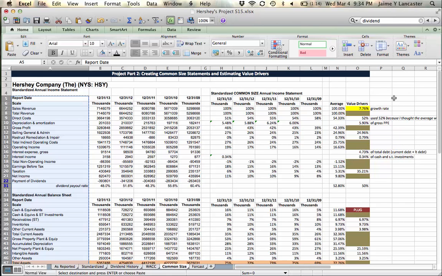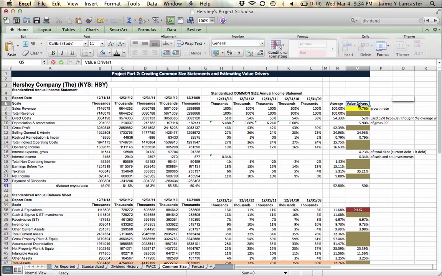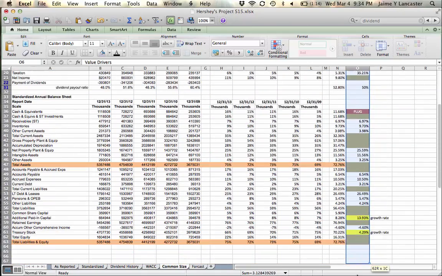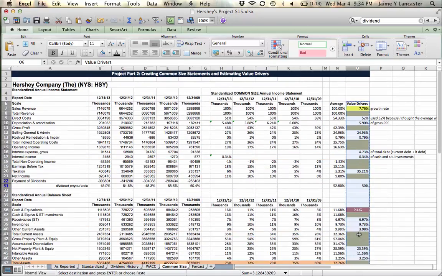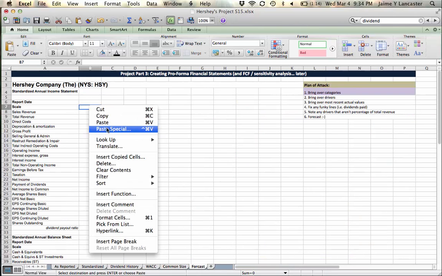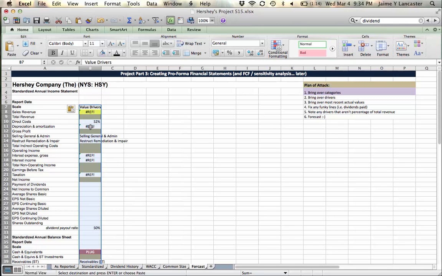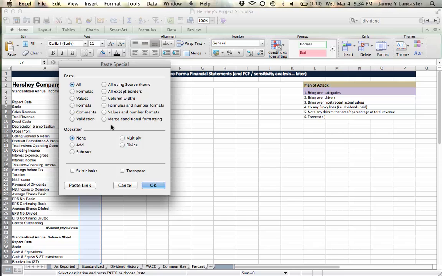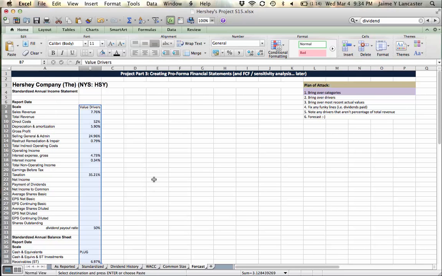Here we go. Drivers, highlight them all. The trick is you can't just paste them, you have to do what's called paste special. If you just paste them, here I'll try it. See, I get these weird references and blah blah blah. It doesn't work. You have to paste special where you bring only the values in the number formats, and then it looks pretty. All right?